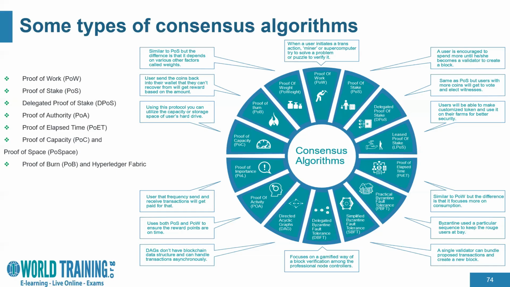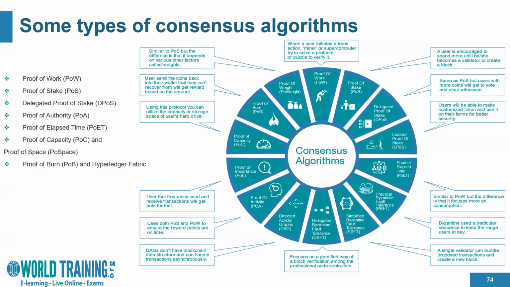Similarly, we have directed acyclic graphs, DAG, which don't have blockchain data structures and can handle transactions asynchronously. As we discussed, proof of activity uses both proof of stake and proof of work to ensure the reward points are there on time. Then in proof of importance, users who frequently send and receive transactions get paid for that.